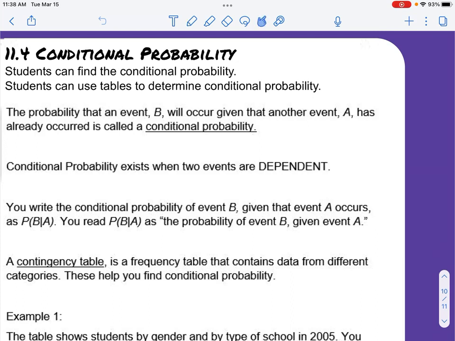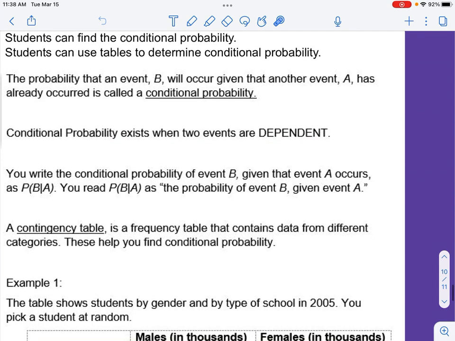So conditional probability is the probability that an event B will occur given that another event A has already occurred. Conditional probability exists when two events are dependent. We talked about dependent or independent events in our last lesson.